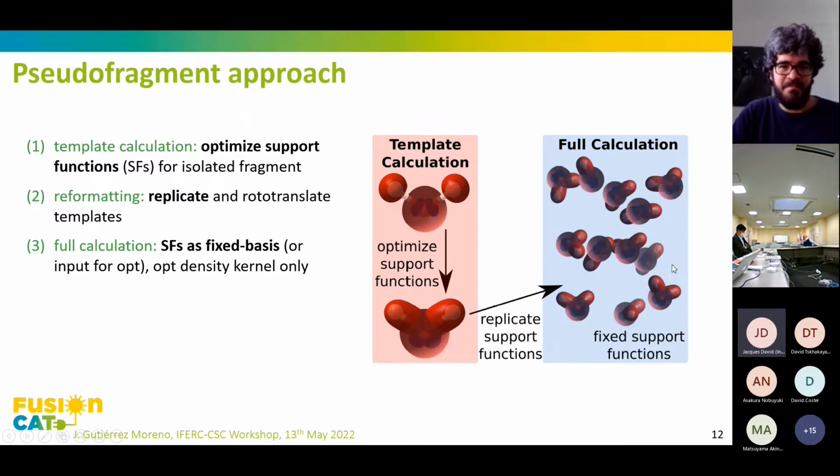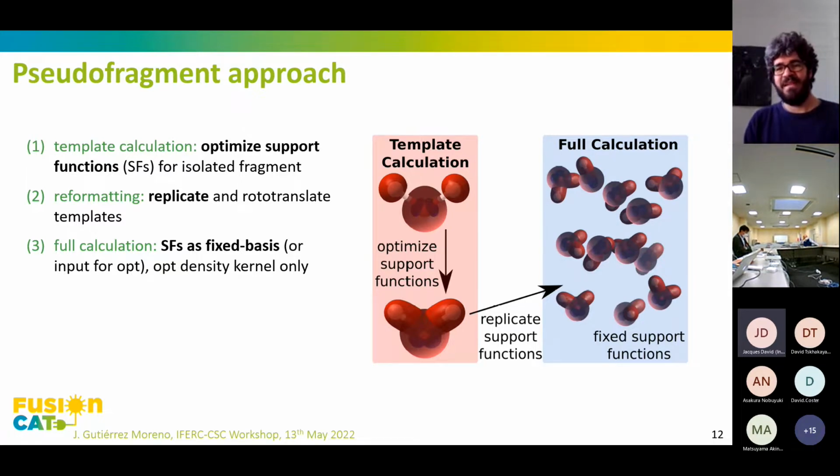Here, then, you have basically 2 options. You can use the support functions that you generate for the template as a basis set and optimize only the kernel, which really gives you a much faster convergence, but the accuracy will be a bit lower. So you always have to assess how much accuracy you want to get.